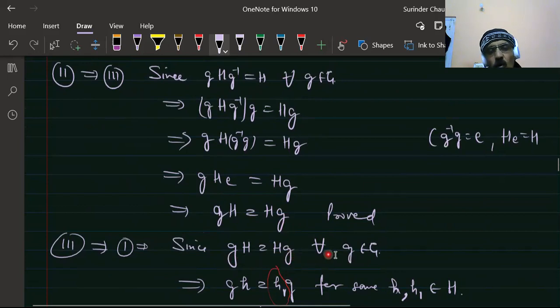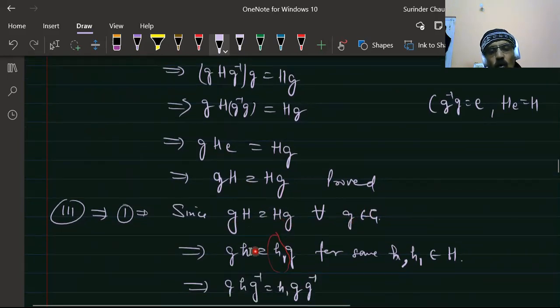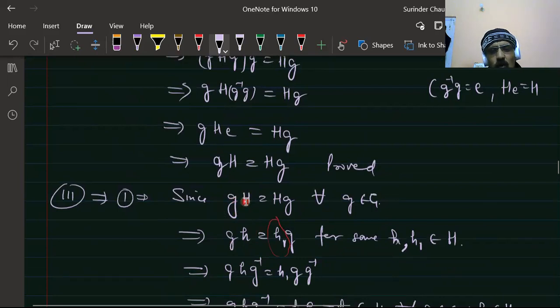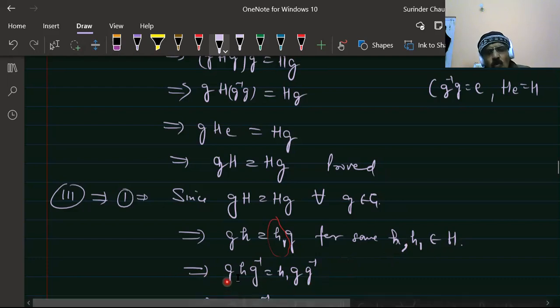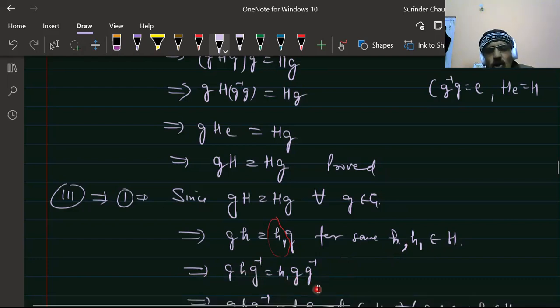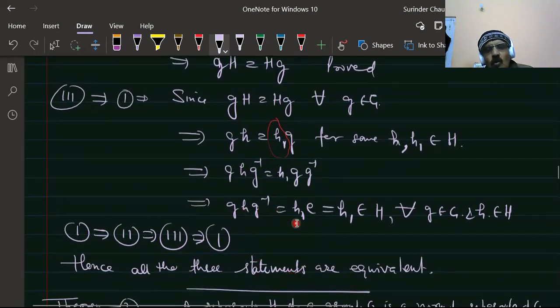Third implies first. Since gH is equal to Hg for all g belonging to G, then gh is equal to h1g for some h and g. Now again apply right multiplication by g inverse, because G is a group and H is a subgroup. g h g inverse is equal to h1 g g inverse. So this will become g h g inverse is equal to h1.